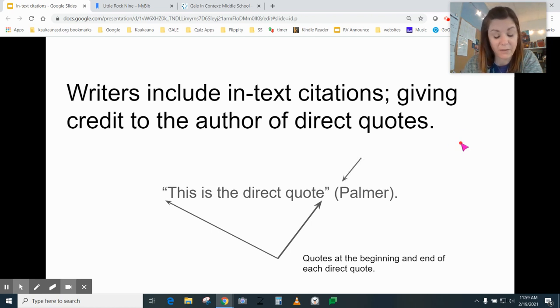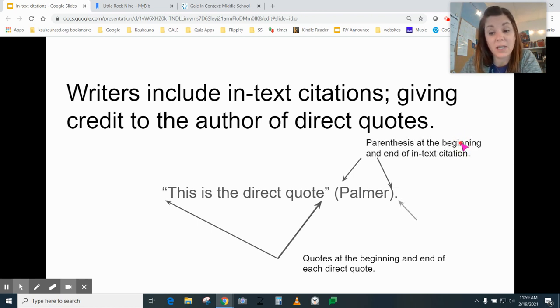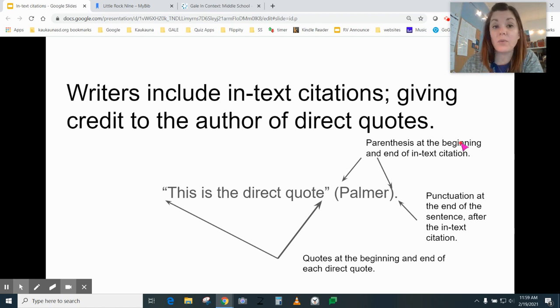Then, following that direct quote, you place parentheses at the beginning and end of an in-text citation, and in this case, the in-text citation is the author's last name because we know the author's last name. That's not always the case, but right now we know the author's last name is Palmer, so we put the author's last name sandwiched between parentheses. And the punctuation goes after the in-text citation. I cannot stress that enough. The punctuation goes after the in-text citation.